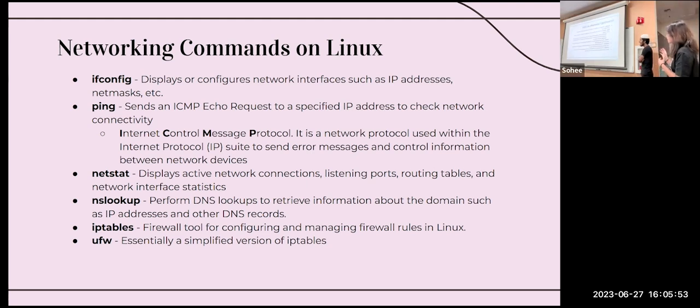It sends an ICMP echo request to a specified IP address to basically check for network connectivity. So sometimes, especially with Macs, I don't know why, you'll connect to a network and the Wi-Fi bar will say it's connected, but then when you actually try to connect to the internet, it doesn't connect. And that's probably because you don't have an IP address or there's an issue.